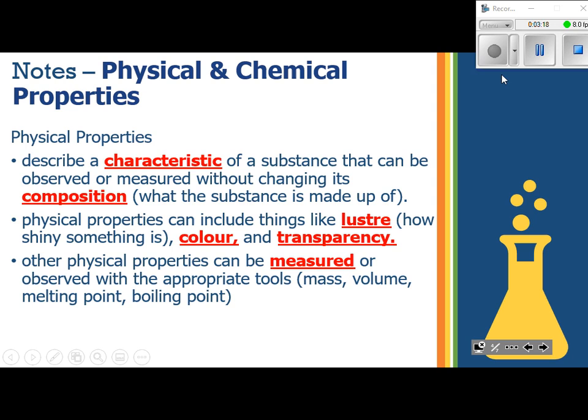Other physical properties can be measured or observed with the appropriate tool. So if I had a balance or a scale, I could measure the mass. If it was a piece of metal, I could put it in a beaker of water and measure the volume, how much space it takes up. I could, again, melt it or boil it with a thermometer and measure the temperature at which it melts or boils. Those are my physical properties. But again, with physical properties I'm just observing.